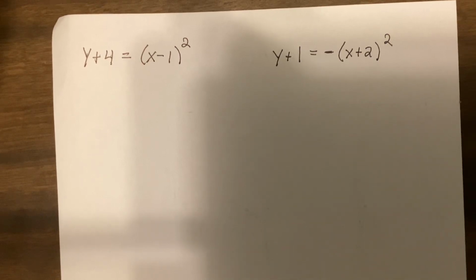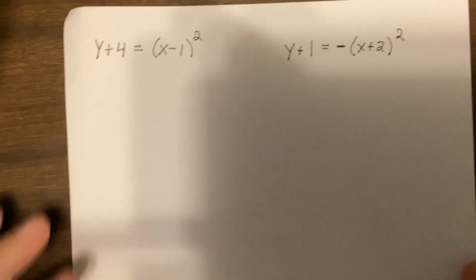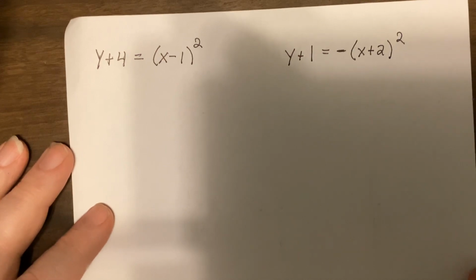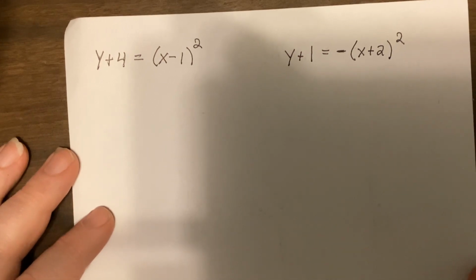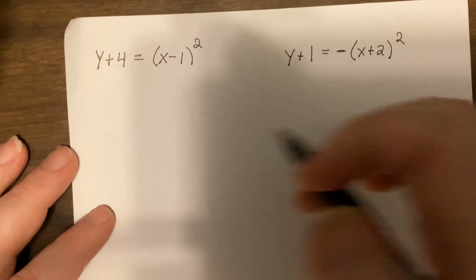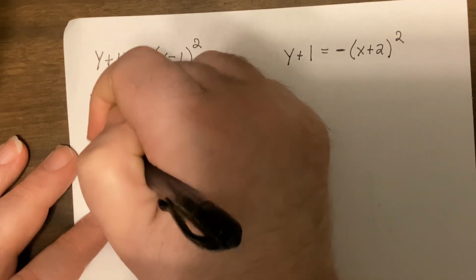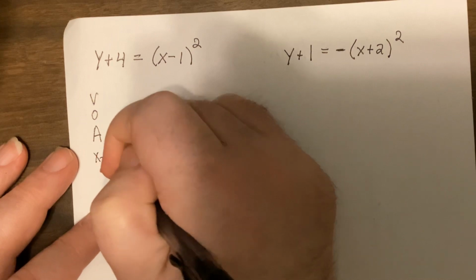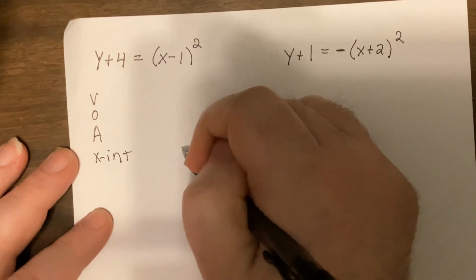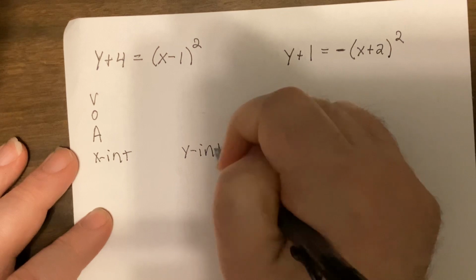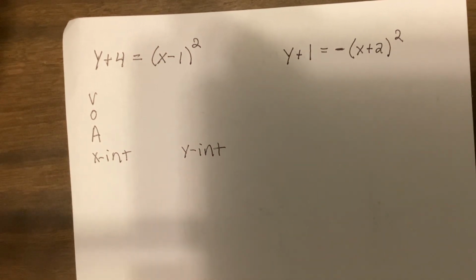Okay, now we're moving on to the parabola. I'm going to take this probably in 3 different videos just to make it easier for me. So to graph a parabola, I want you to know your VOA first. Then find your x-intercept, your y-intercept, and I want 5 points. So if you still don't have 5 points after all this, you have to do the famous plug and chug.